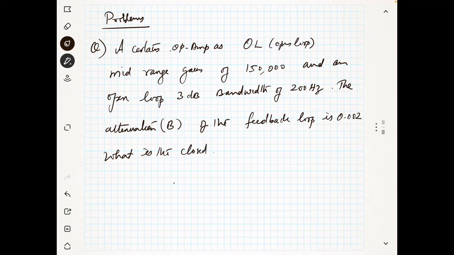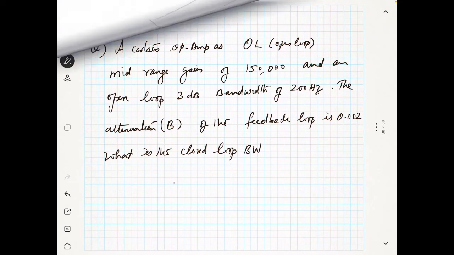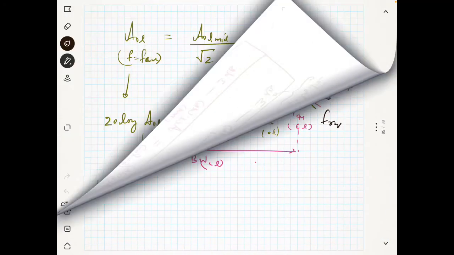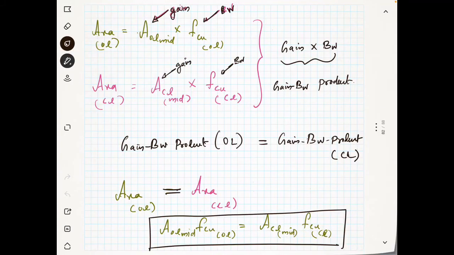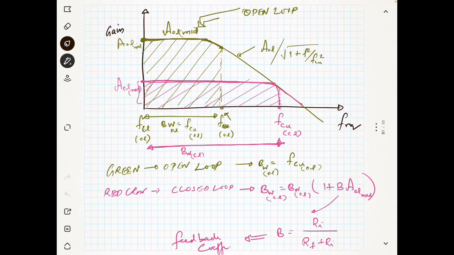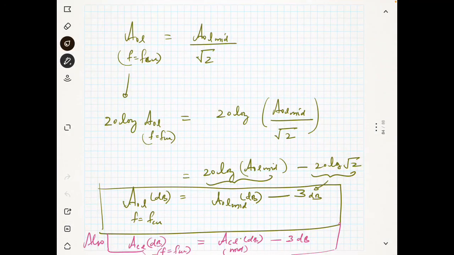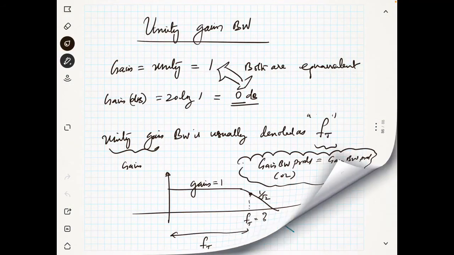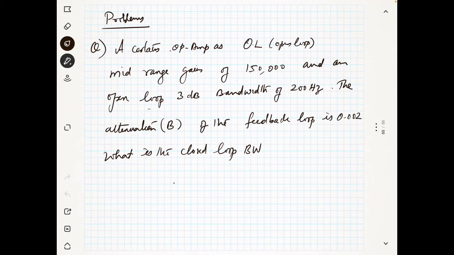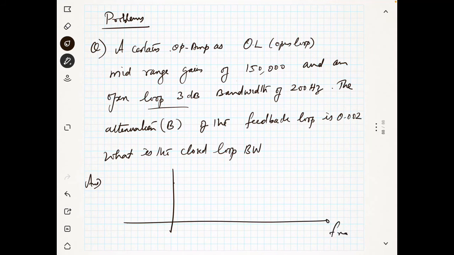What is the closed loop bandwidth? So I told you that the bandwidth will be increasing. And what was the formula that we have seen for the bandwidth? This was the formula. In closed loop, you will be getting bandwidth in open loop times 1 plus B times AOL mid. But you should be very careful, this should not be in dB anyway. So it has been given the 3 dB bandwidth.